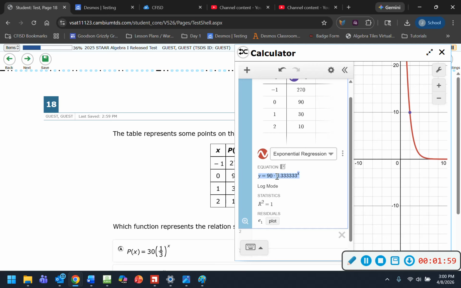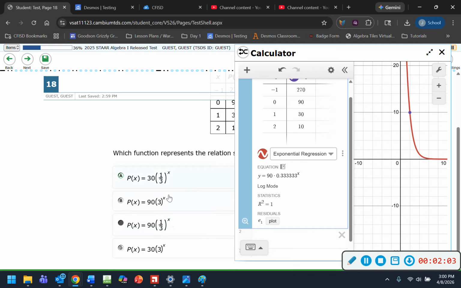The only issue is, again, it gives it to you as a decimal. But if you have multiple choice answers, you can see 1/3 is probably a lot closer to our 0.3 repeated than 3. So it has to be this answer.